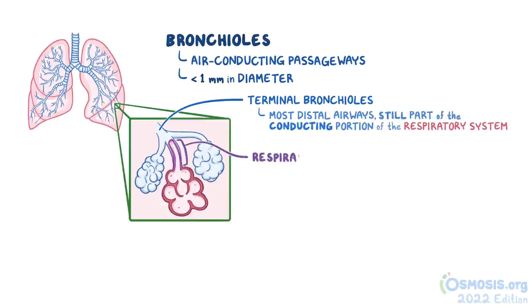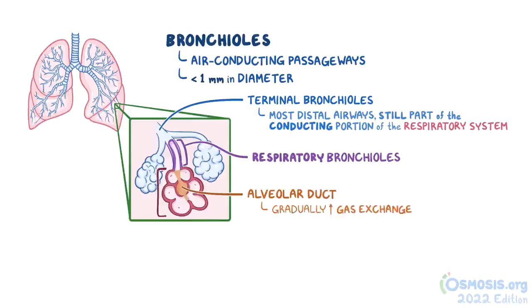function, called respiratory bronchioles. These bronchioles then lead to the alveolar ducts, which are transitional airways that gradually become increasingly involved in gas exchange and lead to the alveolar sacs and their individual alveoli.